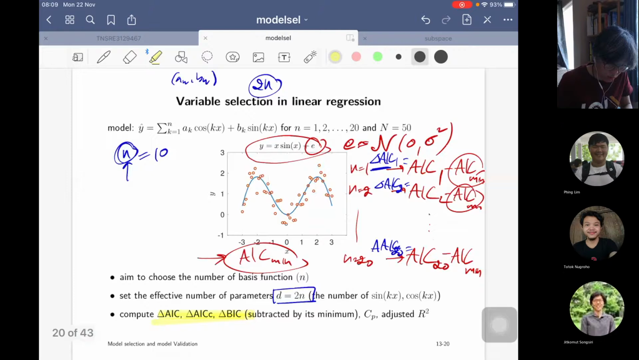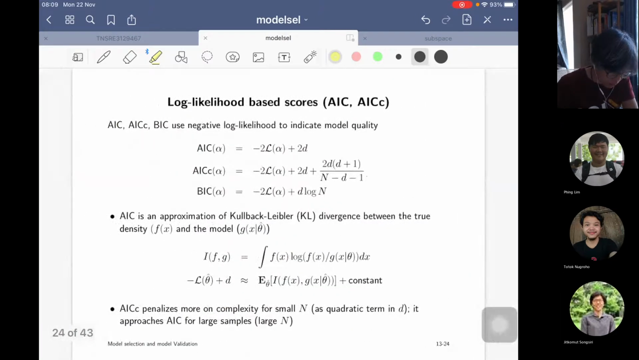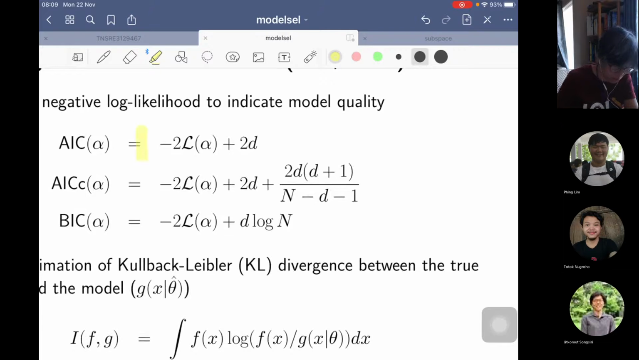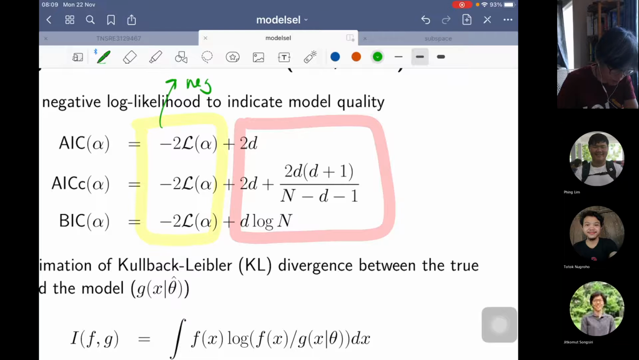So we start with the first three. You see that AIC, AICc, and BIC consider a trade-off between model quality and model complexity in an additive term like this. The model quality is explained by the negative log likelihood function.